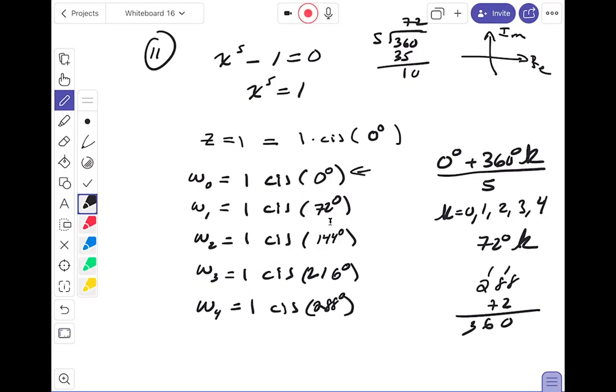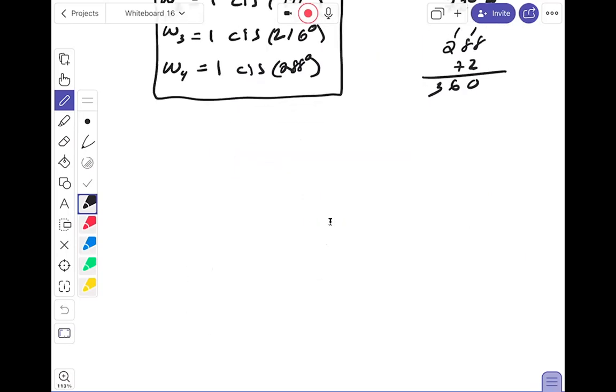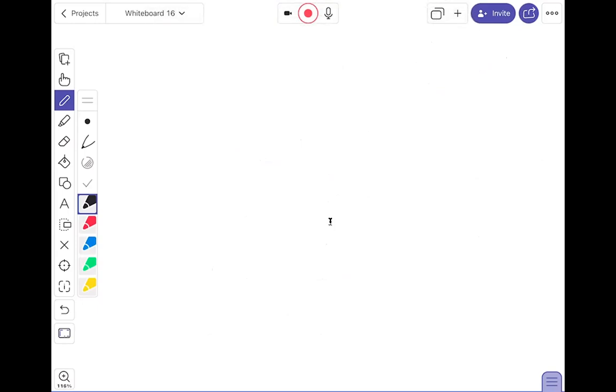And of course, I want to point out that stuff is written down for you. I did the arithmetic here for you. I noticed in my notes I didn't do the arithmetic. But anyway, this is it. We're done with that. Let me go to number 12. And that is x to the 5th power plus root 3 plus i equals 0.